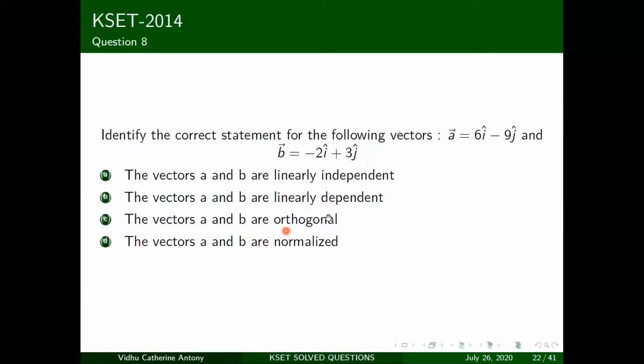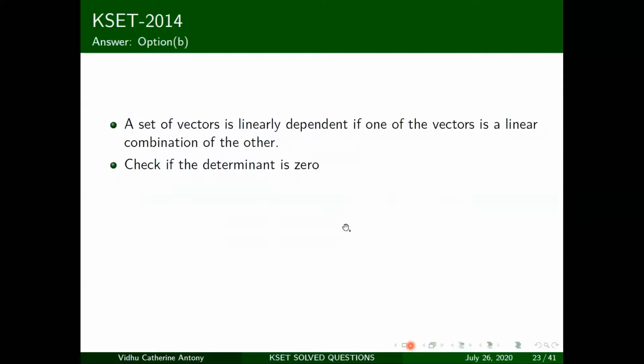Now, what do you mean by orthogonal? You just take the dot product and look at it. If they are normalized, when you do the 6 squared plus 9 squared and take out the magnitude, they should have a magnitude of 1. So that's basically how you check if it's orthogonal or normalized. Okay, so let's move to this.